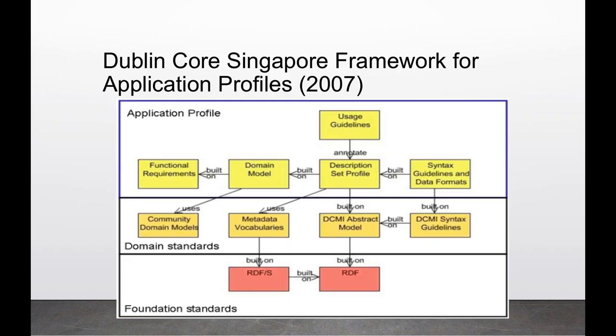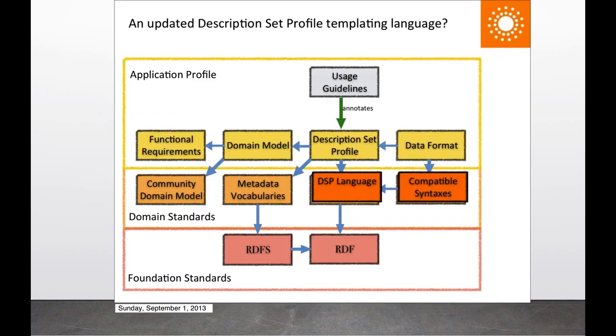It was in 2007 that the main theoretical basis for Dublin Core application profiles was presented. And in keeping with the tradition of naming things for the city where they took place, this is called the Singapore framework because it was developed during a meeting in Singapore. It has evolved a bit since then, but still is essentially the same philosophically.